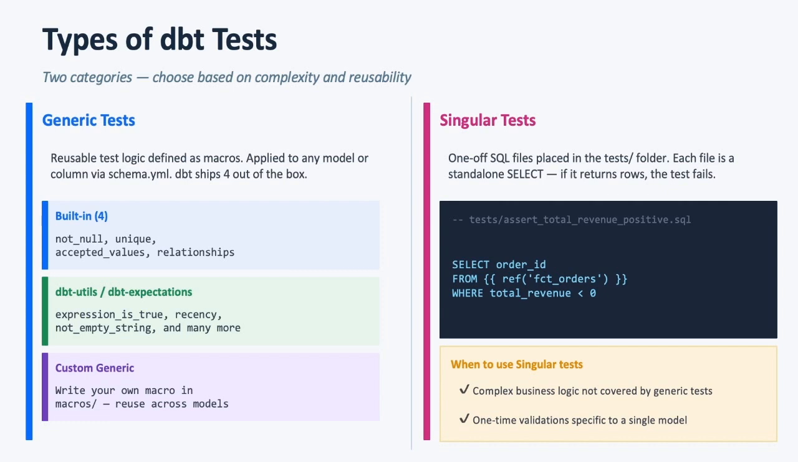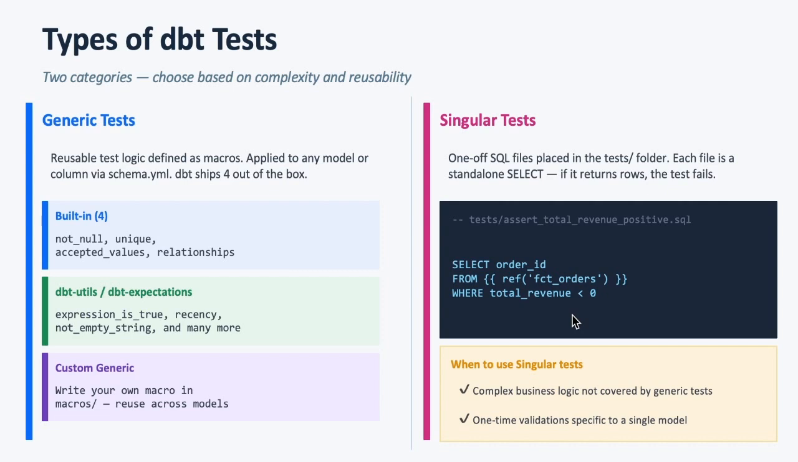The second type of DBT test is singular test. Singular tests are one-off SQL files that you place inside the tests folder in your project. Each file is just a plain SQL select and no YAML is needed. Look at the example here. It simply selects all order ID values where the total revenue is less than 0. If this query returns any row, that means there are orders with negative revenue and the test fails.